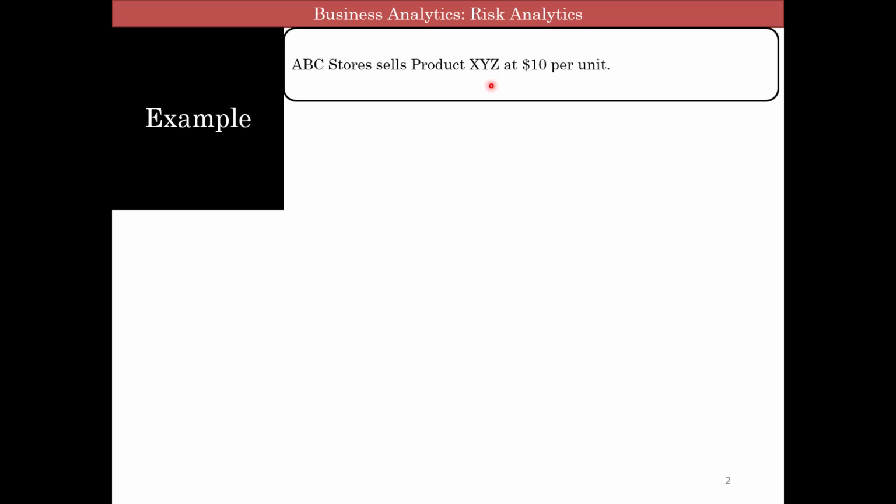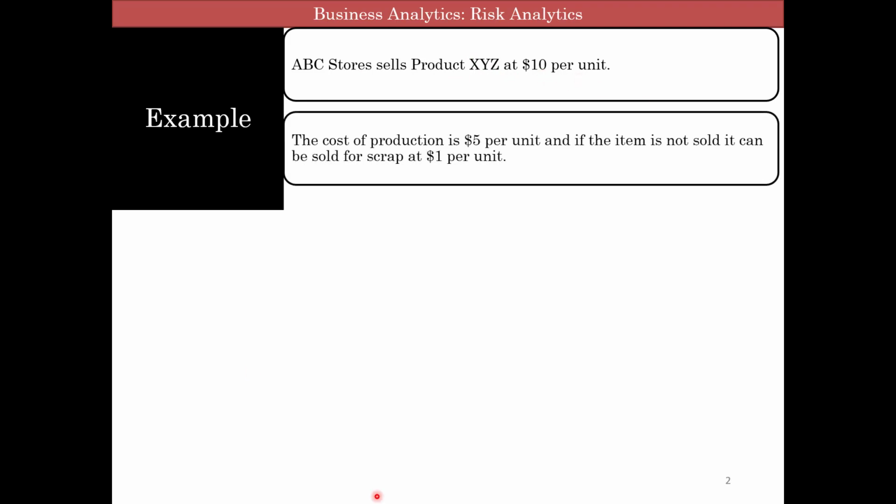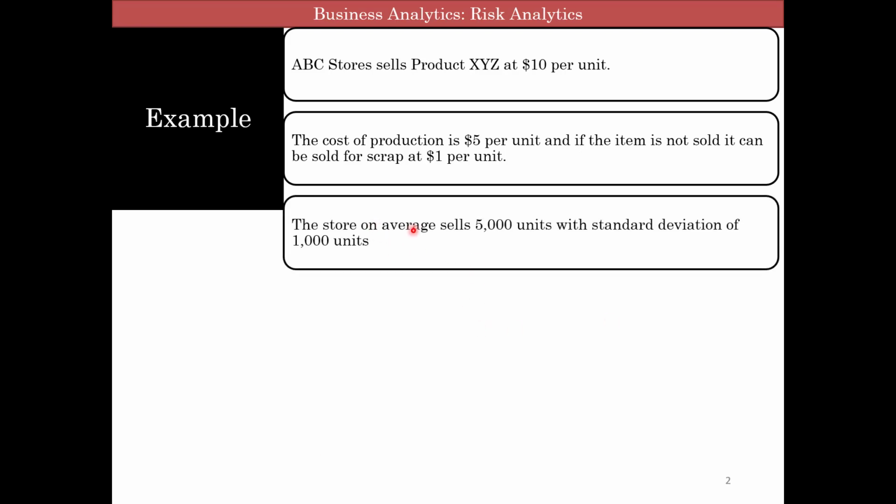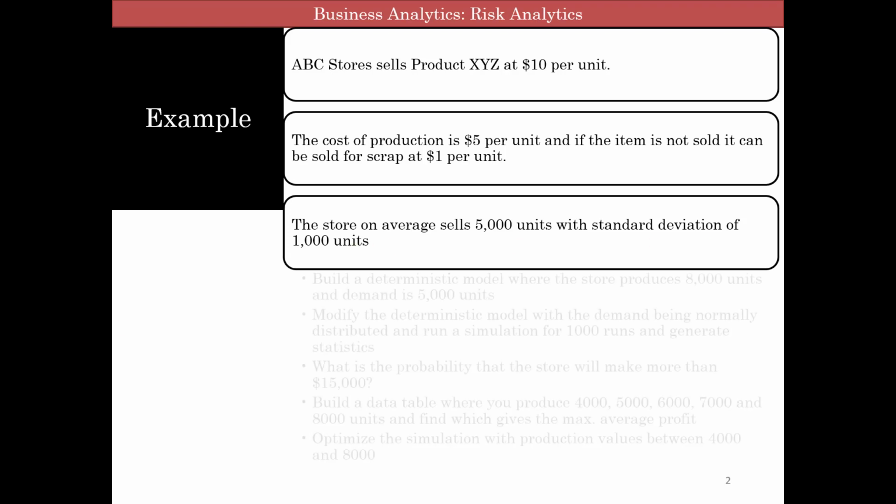So let's take a very simple example. We have a company that sells a product for $10 per unit. So one product selling price is $10 per unit. Cost is $5 per unit, and if you don't sell the item, you can sell it for scrap at $1 per unit. So we have selling price, cost price, and salvage price. The store on average sells 5,000 units with a standard deviation of 1,000 units. So this is your demand. On average it is 5,000, with a standard deviation of 1,000 units.